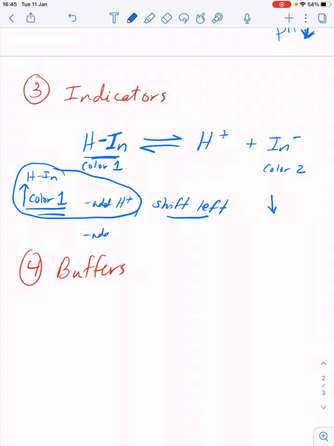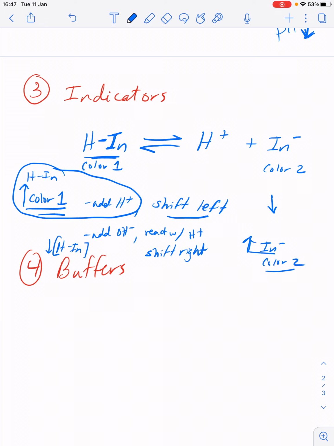And if you add OH-, you're going to react with H+. You're going to effectively remove H+. That's going to cause a shift to the right. That will cause the concentration of In- to go up. It will cause the concentration of HIn to go down. And so you're going to end up seeing color number 2. So you can use equations to describe the stresses and the shifts and how that would affect the color.